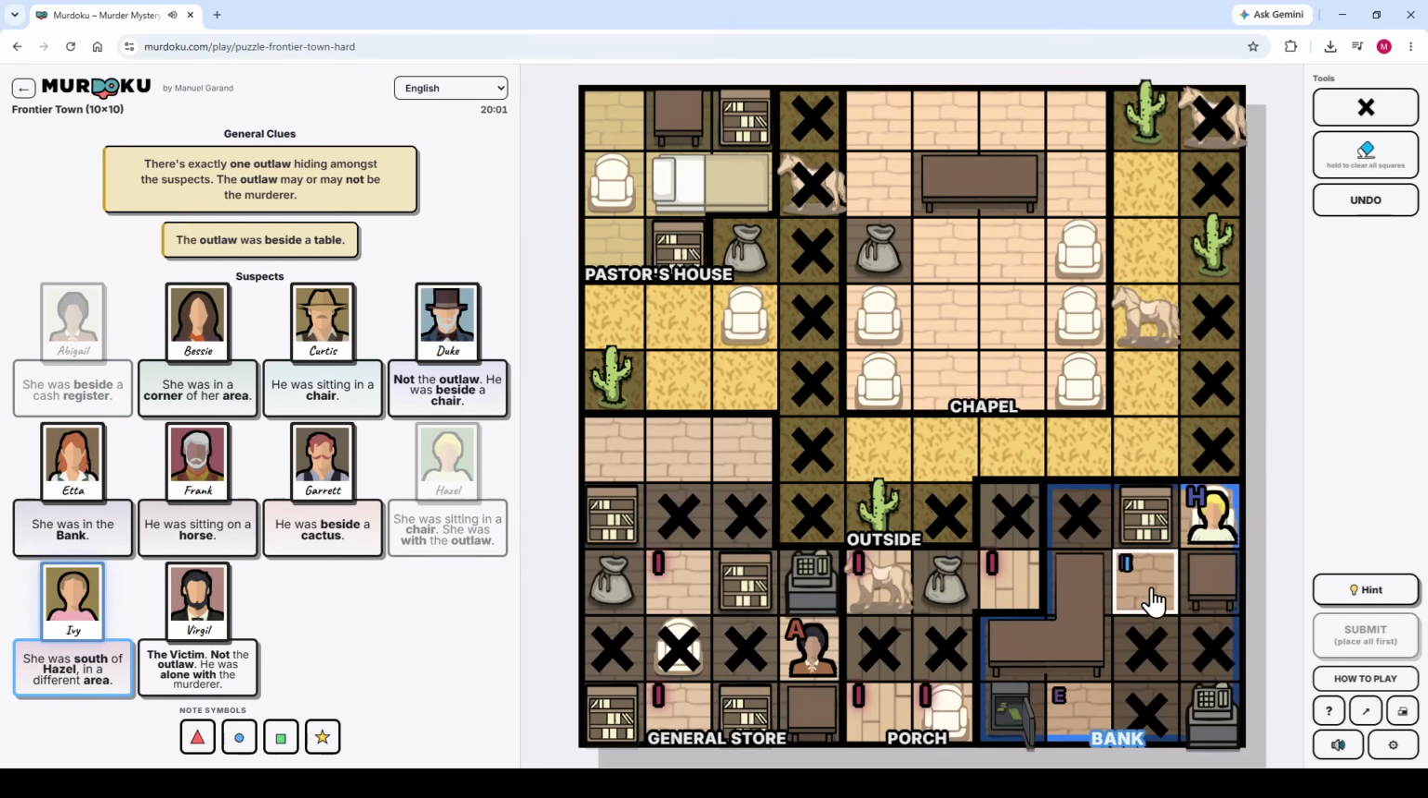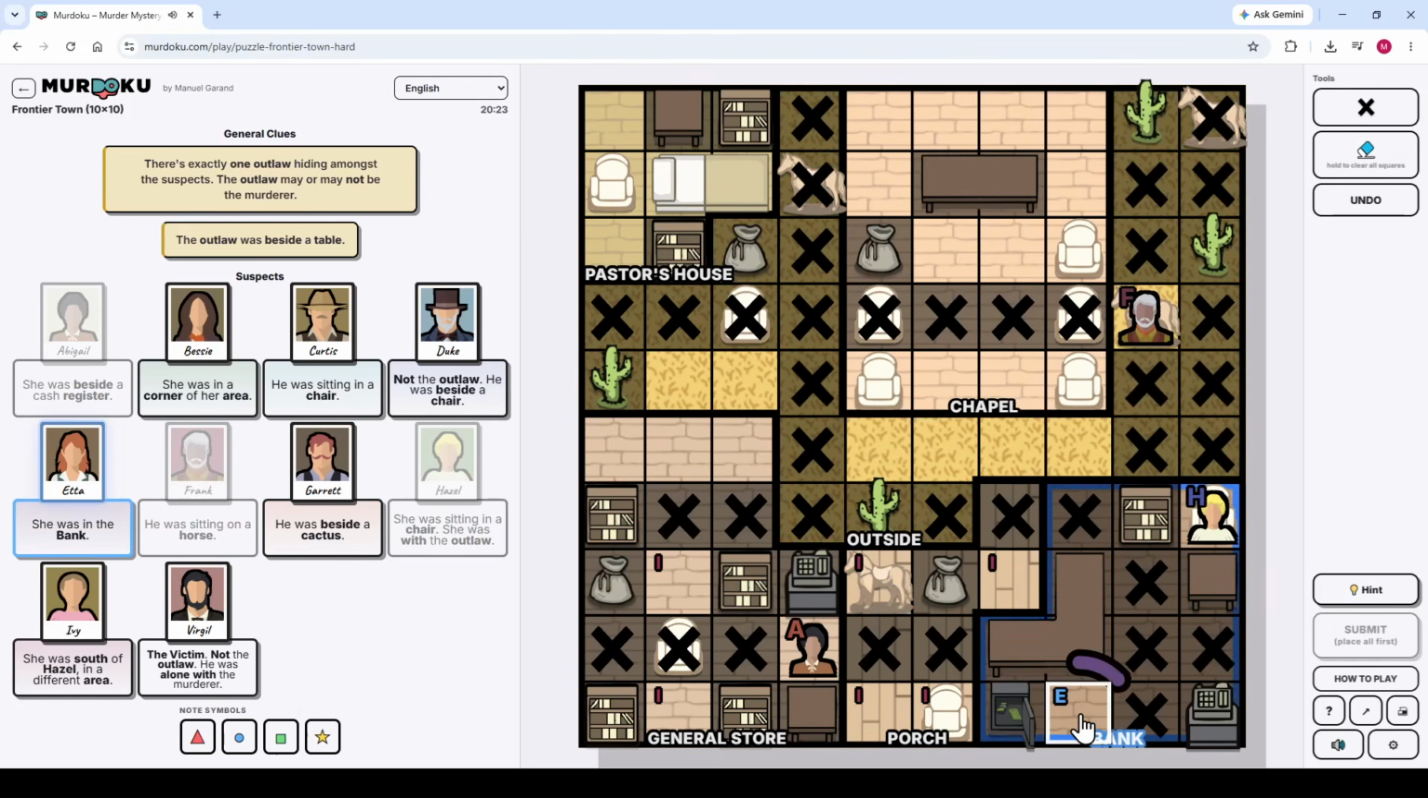The most important part is that we know that in R8 and R10, we have E and I together in any order. So which means that no one else can possibly fit in these two rows. And now if we look at F again, he was sitting on a horse, but he cannot be in row 8. It's I or E, or that's here. So F is here.